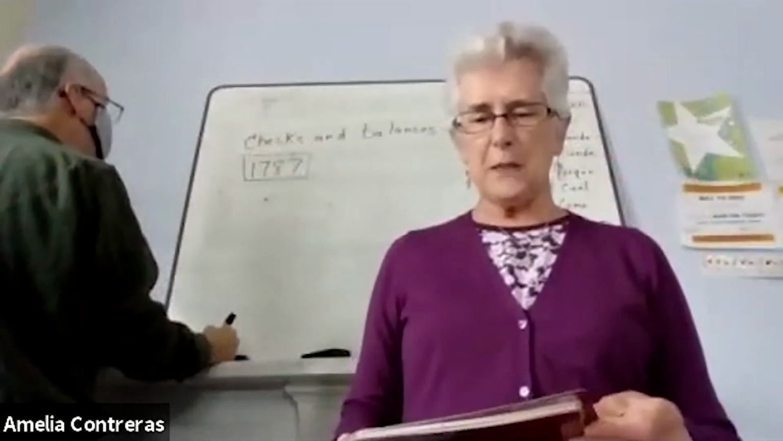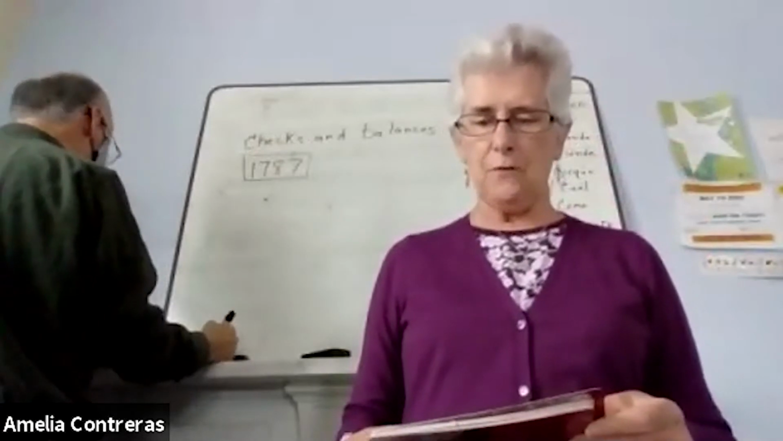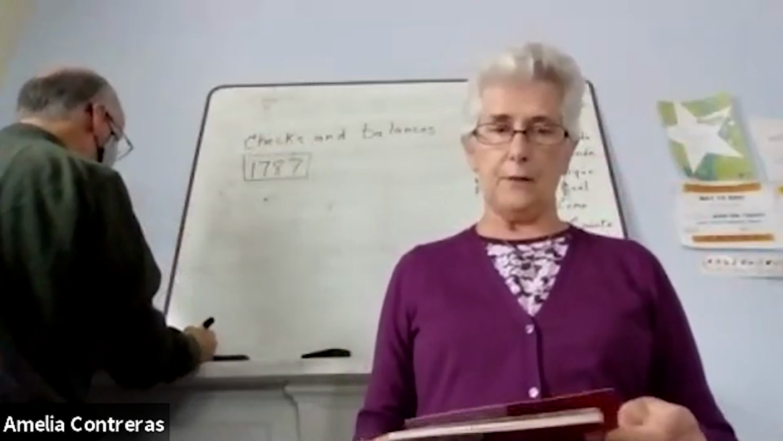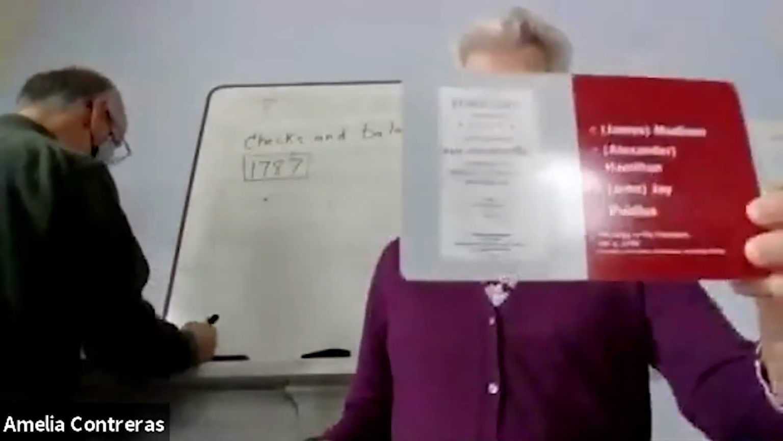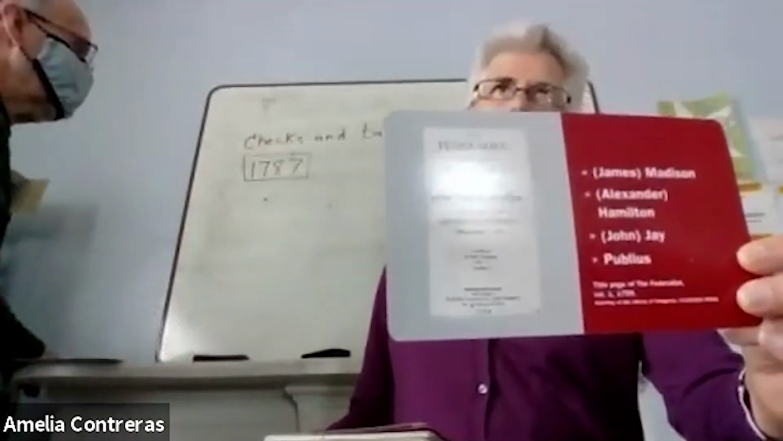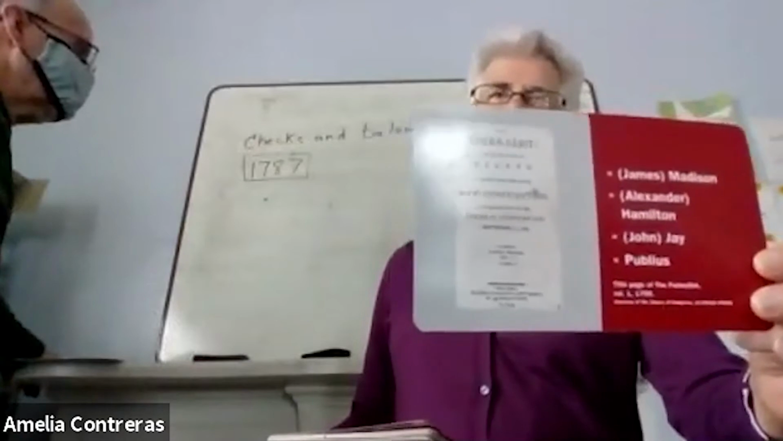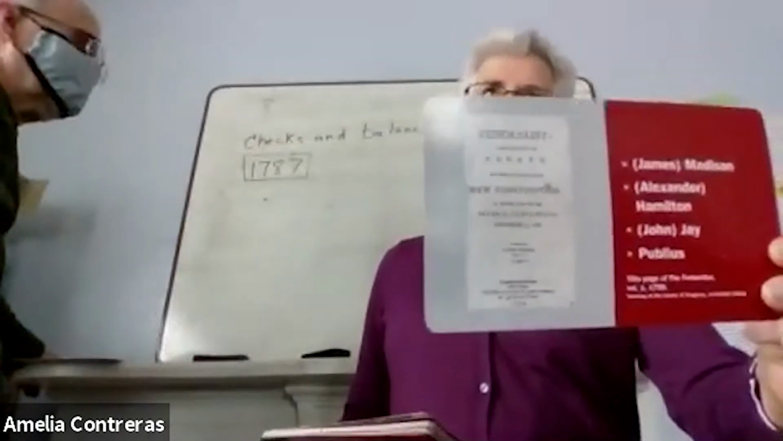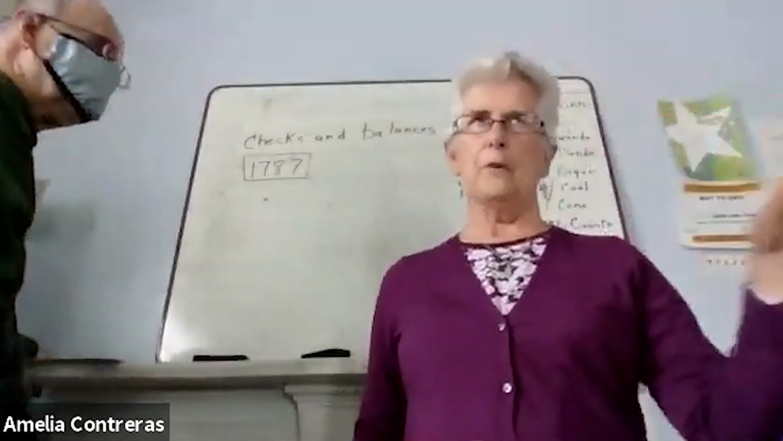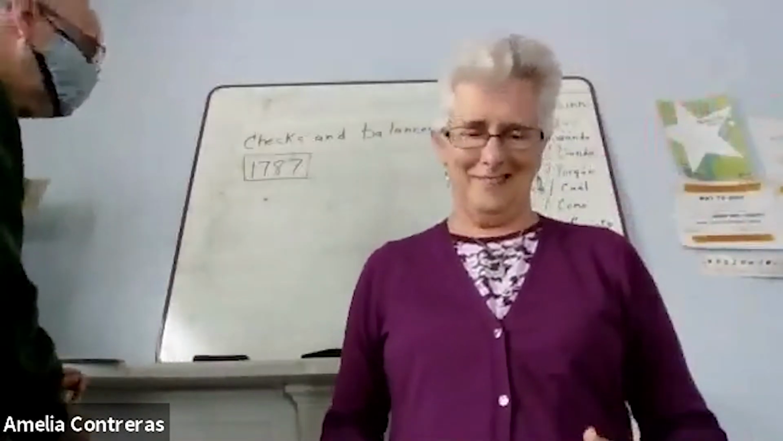The Federalist Papers supported the passage of the U.S. Constitution. Name one of the writers. James Madison, Alexander Hamilton, John Jay, or Publius, which was the common name for the authors. You only need to name one. Okay, thank you.